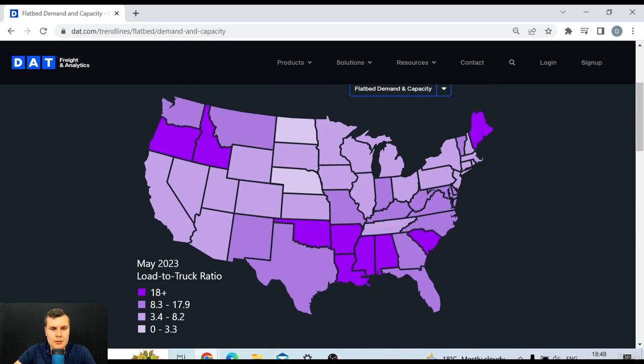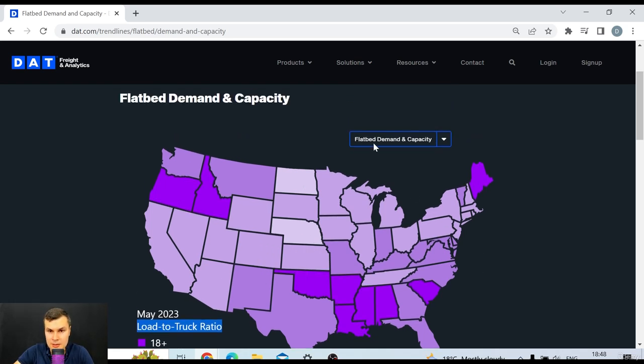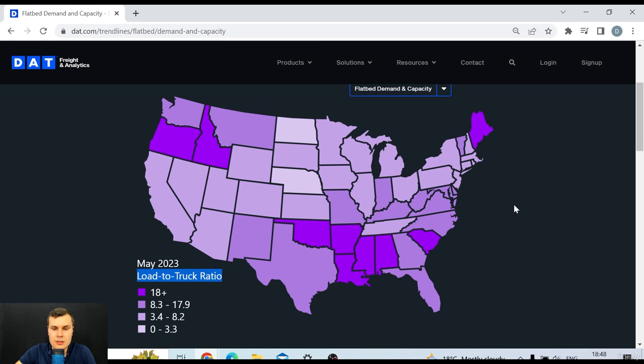So this is again load to truck ratio. Load to truck ratio is a very important indicator. It explains how much demand there is for transportation, and it explains how the pricing for transportation is formed. So on this map, we have all our states, and the darker the color gets, the higher the load to truck ratio there is, meaning higher demand for transportation with this specific type of equipment, flatbed.